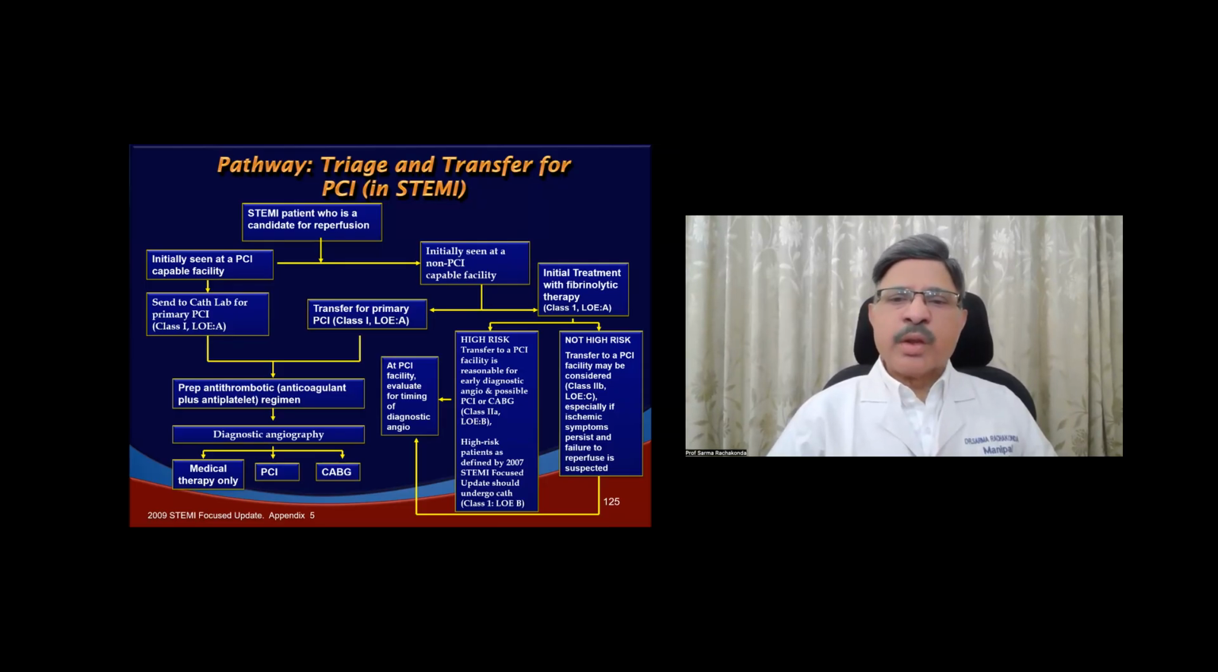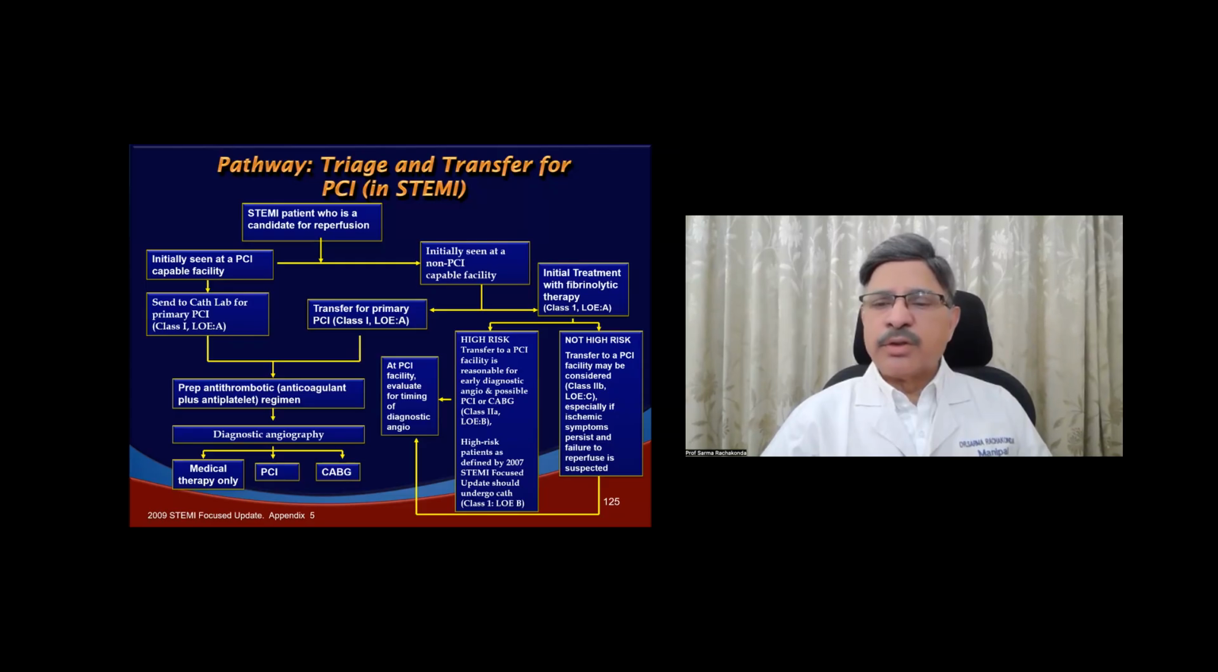Now, is the patient high risk or no high risk? No high risk: transfer to PCI facility may be considered, especially if symptoms persist and failure to reperfuse is suspected. High-risk patient: transfer to PCI facility is reasonable for early diagnostic angio and possible PCI or CABG. High-risk patient is defined by the 2007 STEMI-focused update, undergo cath lab.